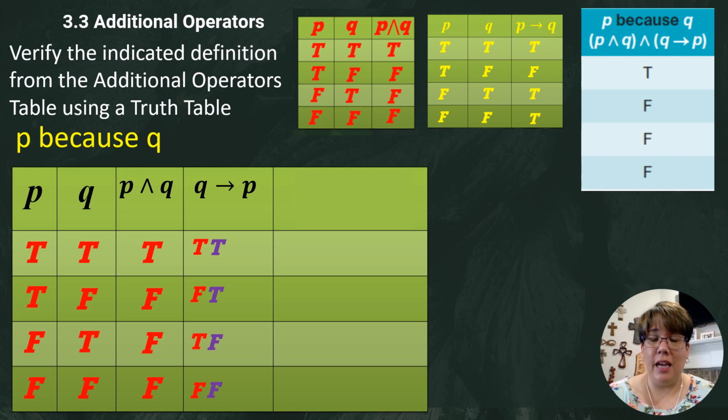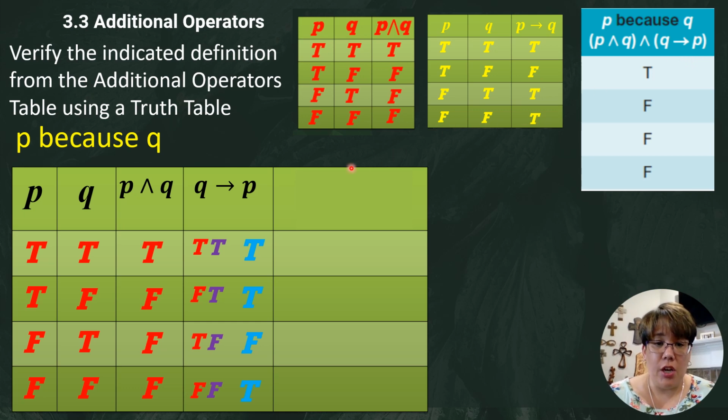And then once I have Q and P, I'm going to go Q implies P, and I'm going to go right over here: true implies true, false implies true, that would be true, true implies false, that would be false, and then false implies false would be true. So then I'm going to grab those values. That came from this yellow chart. All right, so now I've gotten this part.